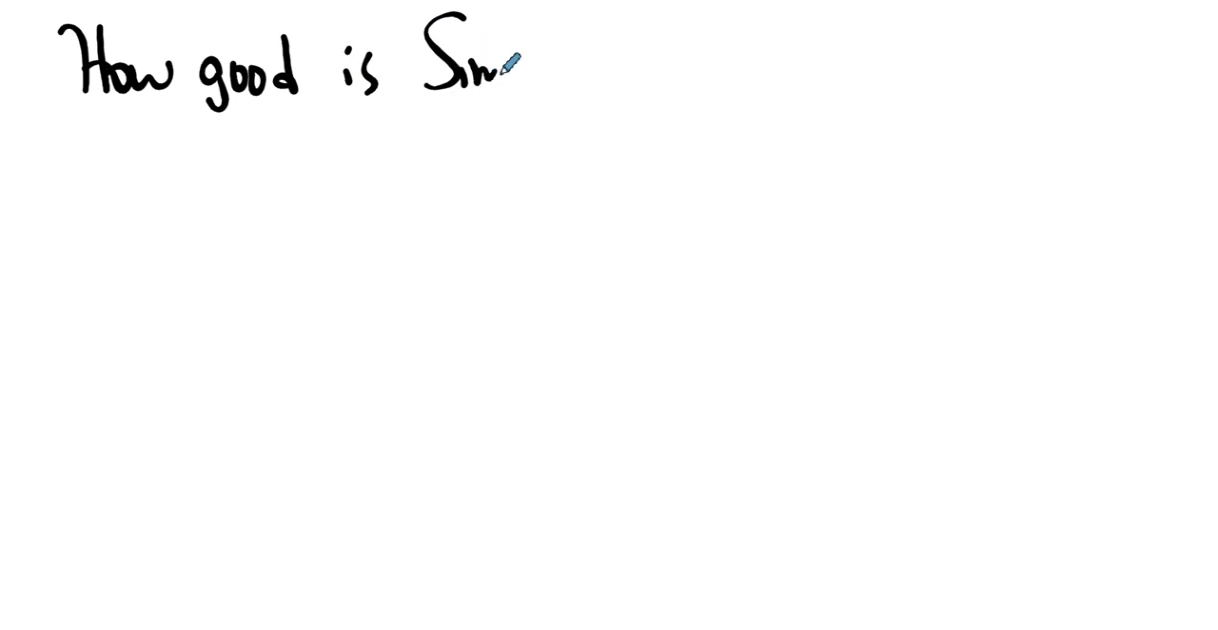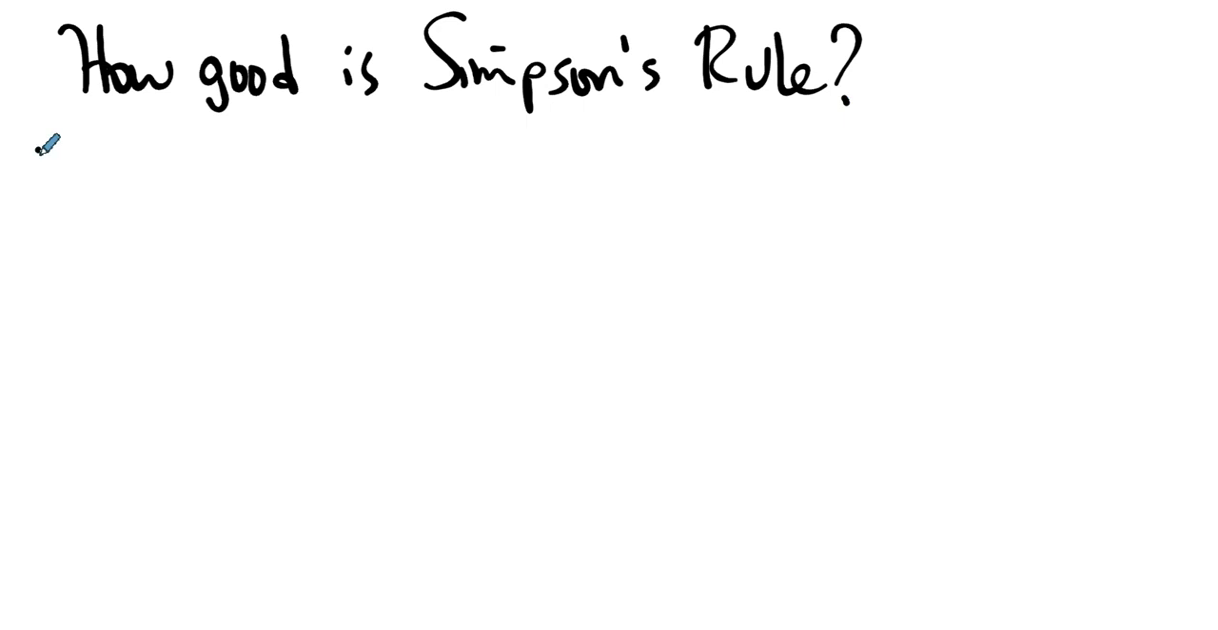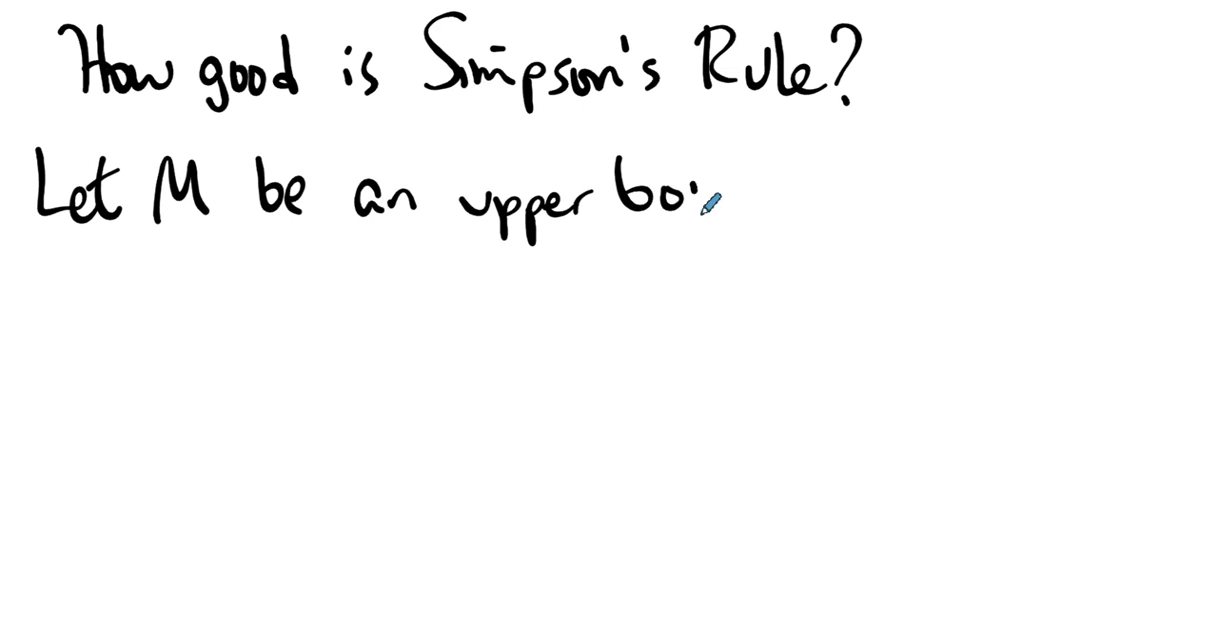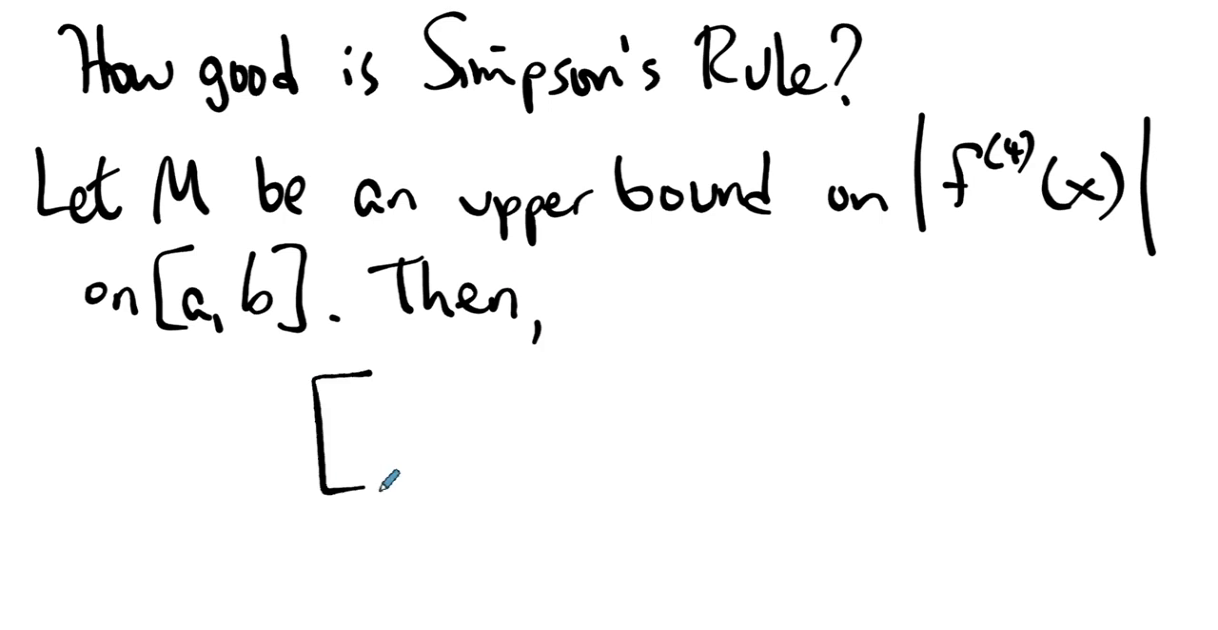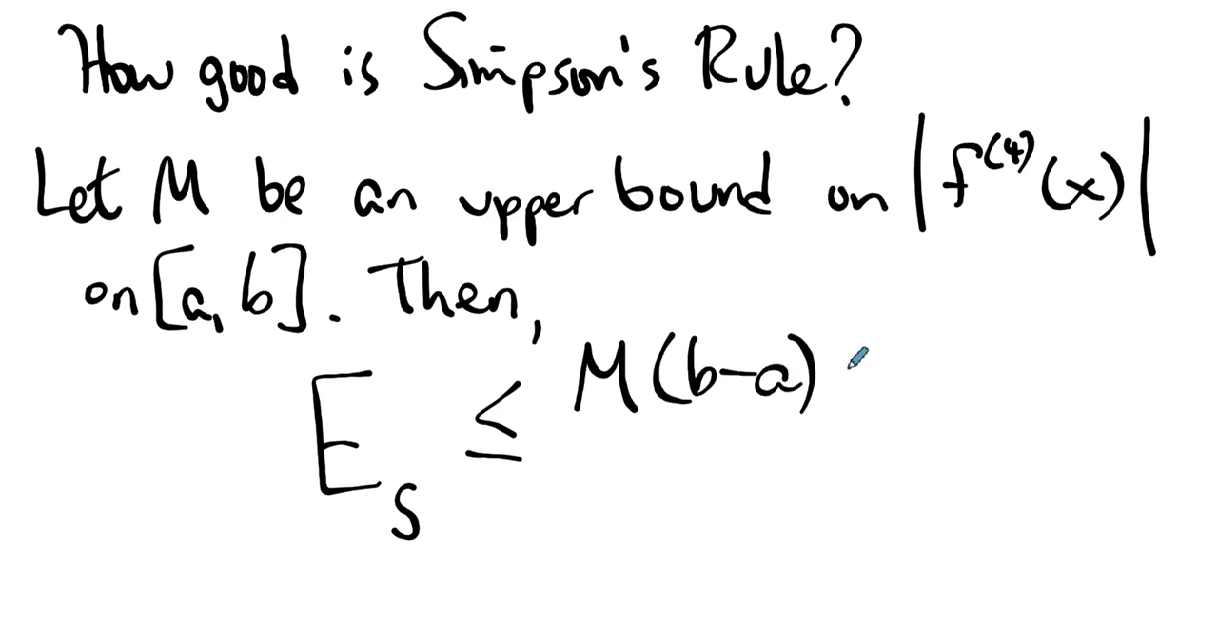How good is Simpson's rule? Well, let capital M be an upper bound on the absolute value of the 4th derivative of f of x on [a, b]. Then the error by Simpson's rule is no bigger than that capital M times (b minus a) to the 5th over 180 n to the 4th.